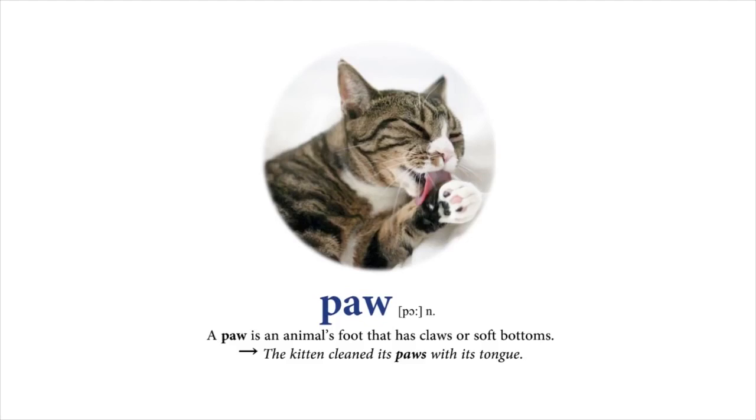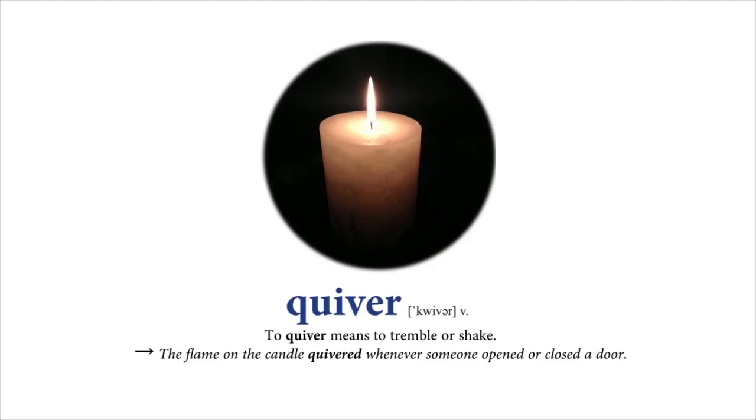Paw. A paw is an animal's foot that has claws or soft bottoms. The kitten cleaned its paws with its tongue. Quiver. To quiver means to tremble or shake. The flame on the candle quivered whenever someone opened or closed a door.